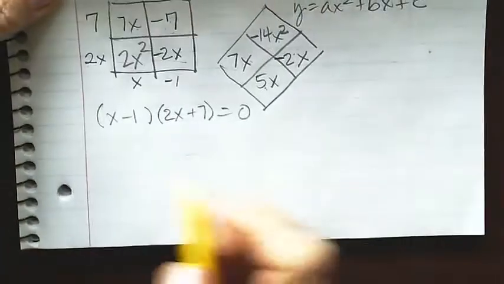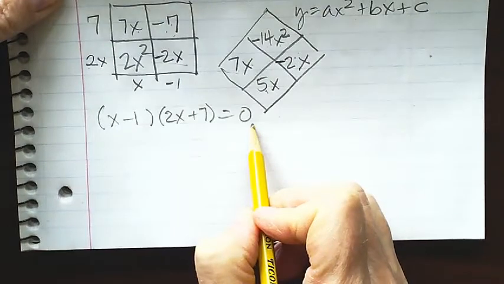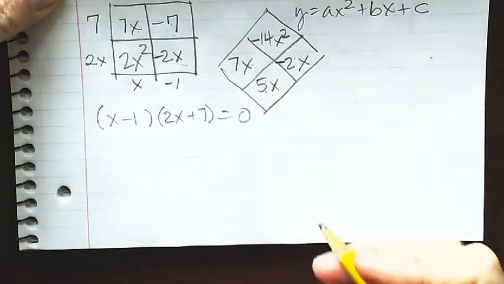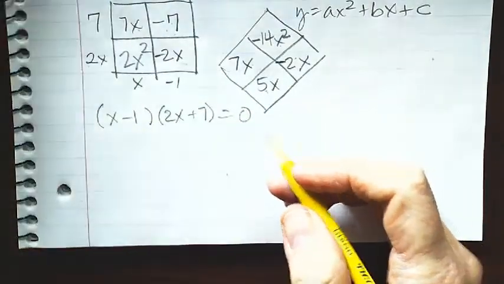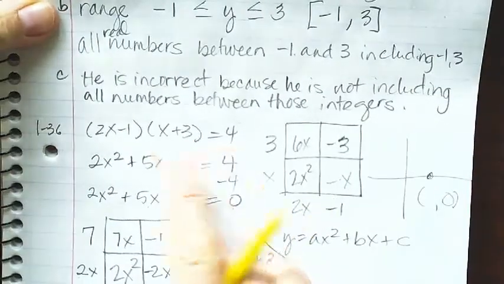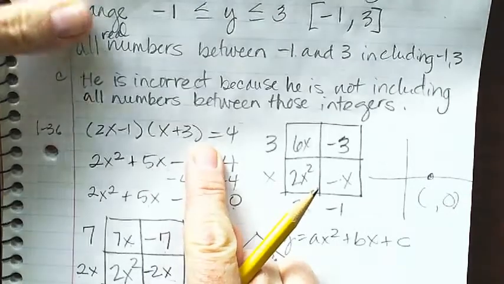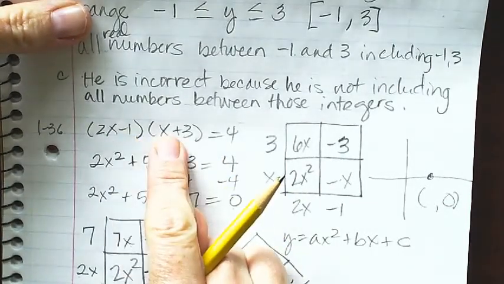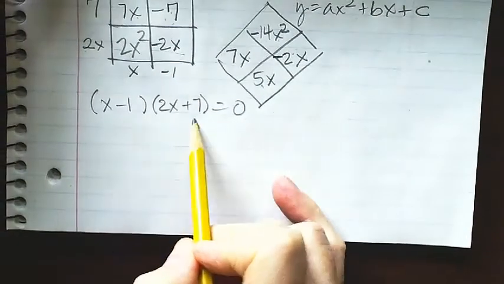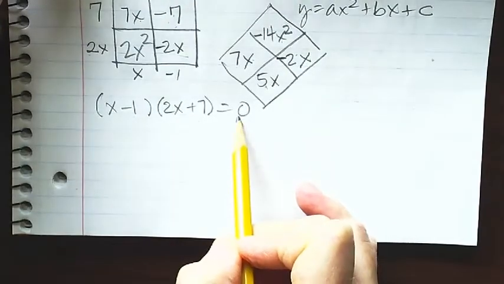Then we're going to use the zero product property, which this other person was kind of getting confused about, I think. He was saying that just because these two factors multiply to give me 4, this factor equals 4 and this factor equals 4. But that's not the case. The product of those two equals 4. The product of these two factors equals 0.